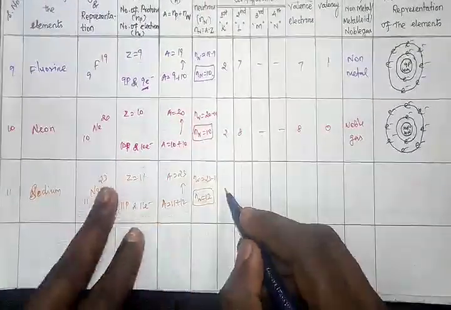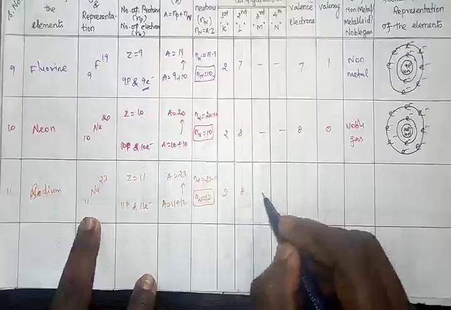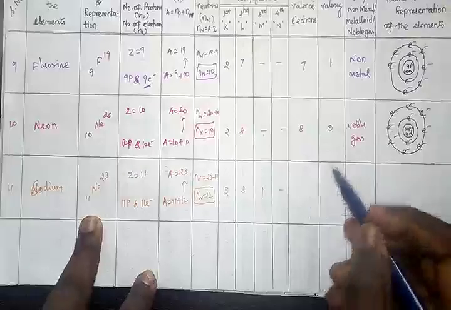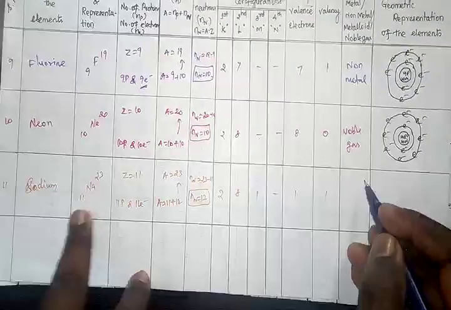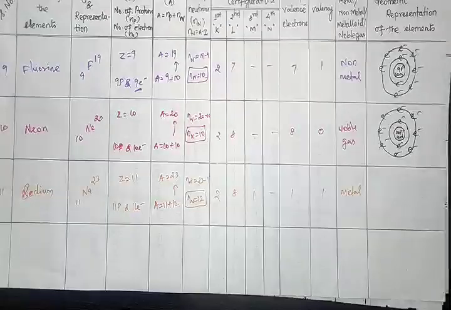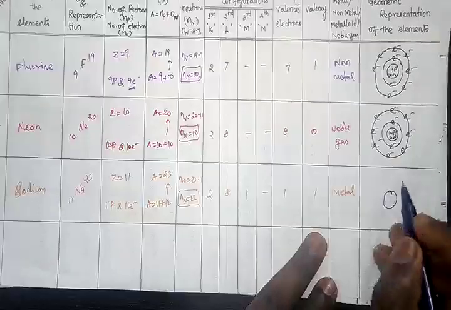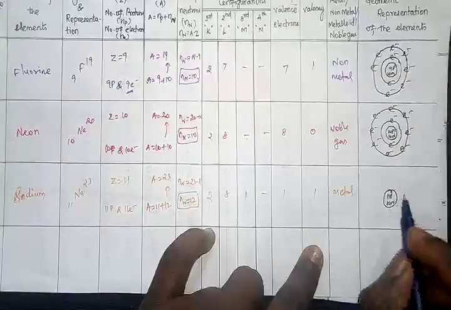Then how do you calculate the electronic configuration? 2, 8. So that is 10, and the balance 1 goes to the M shell, and then the next is empty. The number of valence electrons is 1, you can see here. The valency is also 1, so it is a metal. Now how do you draw the geometrical representation? It consists of 11 protons and 12 neutrons.